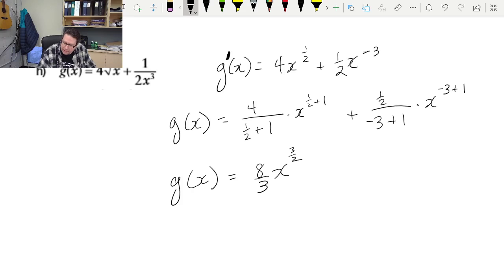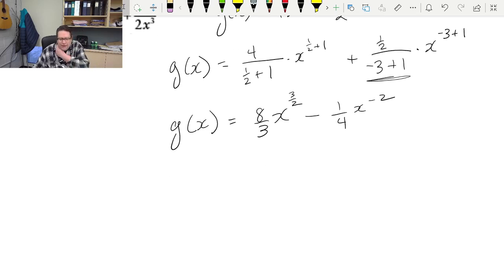This fraction here is going to end up negative, so I might as well just make it a minus instead of a plus. And 1/2 divided by -2 is -1/4 times x to the -2. And now how they leave the answer is interesting. They probably don't go back to a radical because this thing is not going to be just a plain radical. It's got this extra power of 3 on top. So I'm just going to leave it as a fractional exponent.